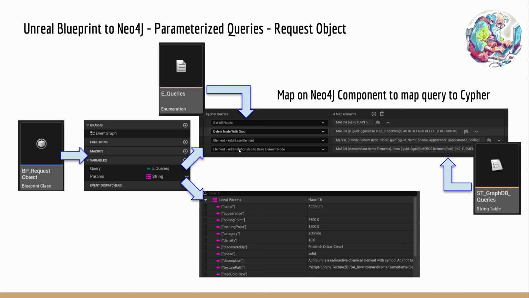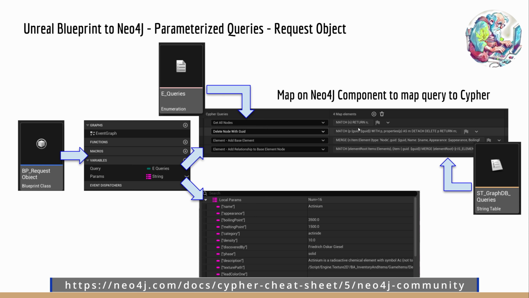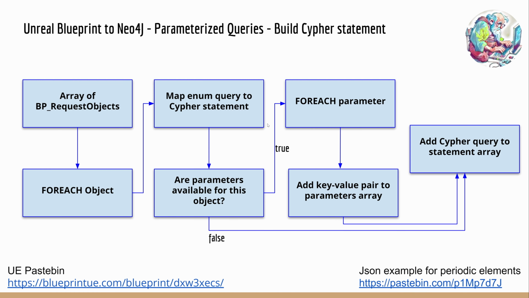and of course to abstract it, because with the matching of the enumeration to a Cypher query, you can easily exchange that to an SQL query or a PostgreSQL query or whatever. Meaning here would be the place to change it to a different database engine if you need to at one point. The queries themselves come from a string table to make them easy to manage.